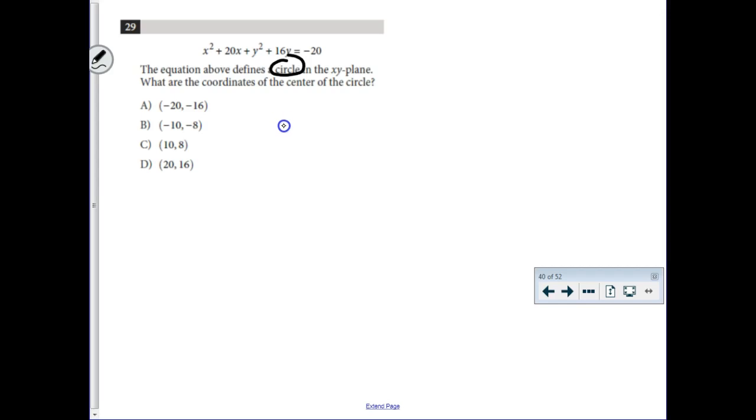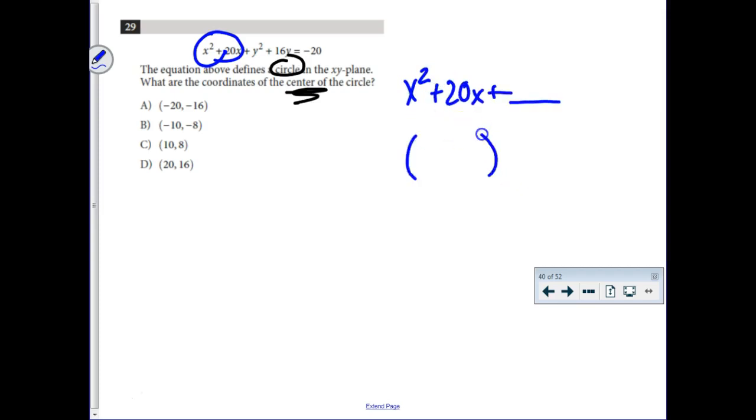We have to complete the square in order to figure out the center of the circle. However, remember, I'm on a time crunch. I don't think I have to finish completing the square in this question. So let's start with the x's. Normally what I would have done is put the blank, and then after I filled out the blank, my next step would have been to write it as factors. But do you see what I'm going with here? I don't think we need to finish.